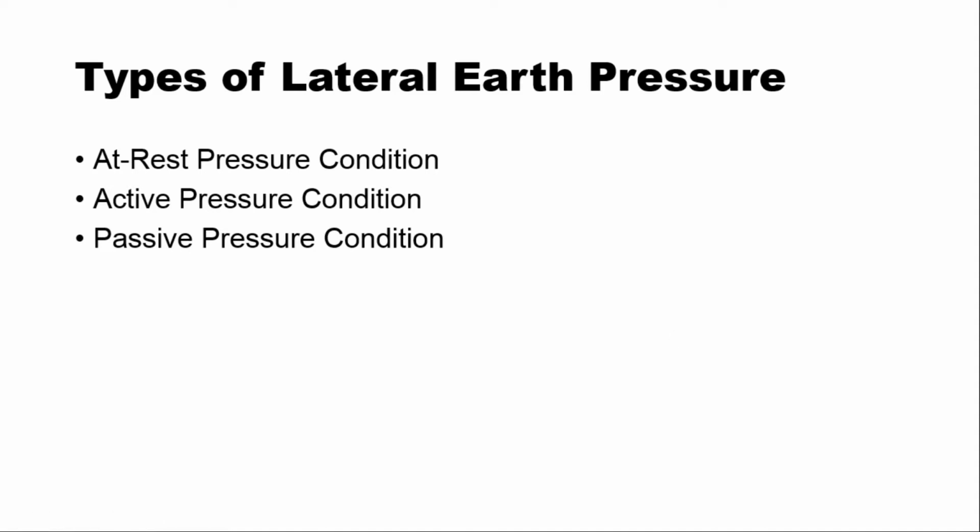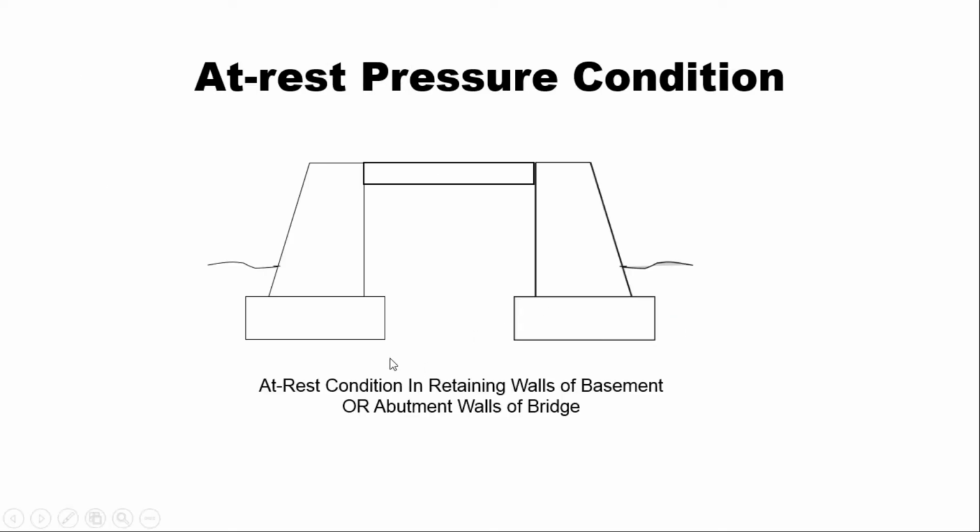Which are these conditions that we will see? In case of at rest pressure condition, it arises when the wall is connected at its top. For example, in case of basement walls, the basement walls are connected by the floor slab at their top, or in case of bridge abutment walls, they are connected at their tops by the deck slab of the bridge, and therefore the wall cannot move either away from the field or towards the field.